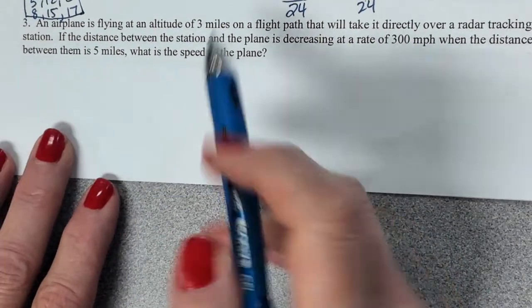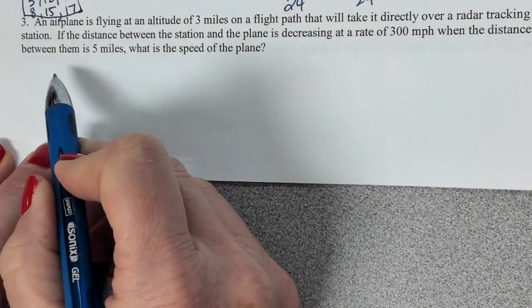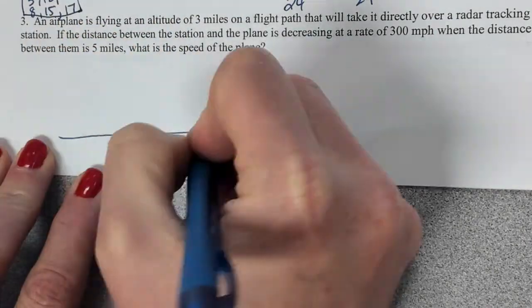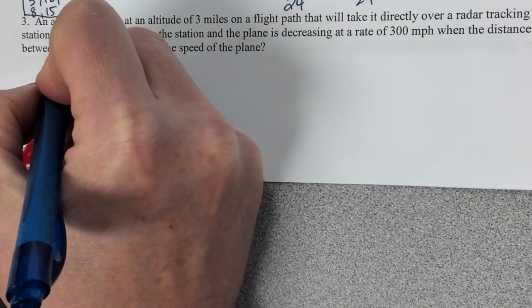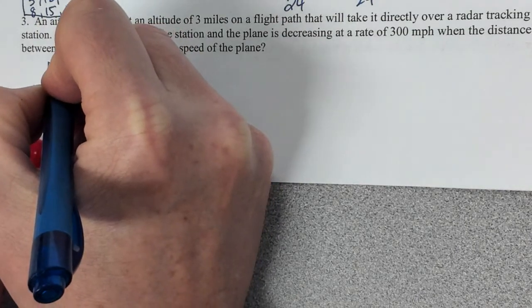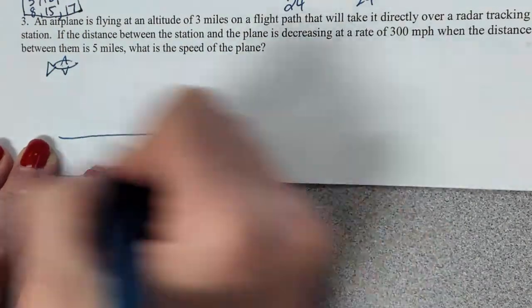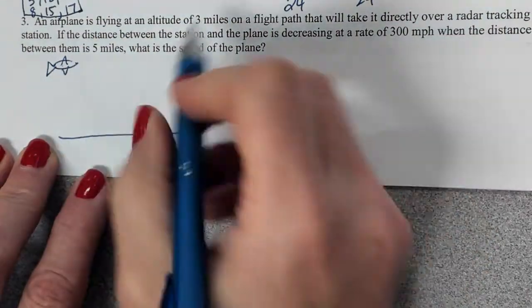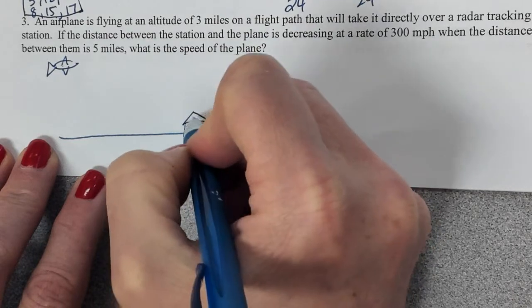All right, so again, we need a picture. So we have an airplane up in the sky. I am a horrible artist. I'm going to try to draw an airplane. Here's the wings. I don't know, that doesn't look like an airplane, but that's my airplane. Kind of looks like a fish, but that's okay. All right, so here's our tracking station.